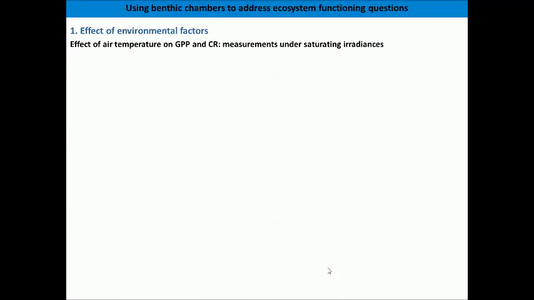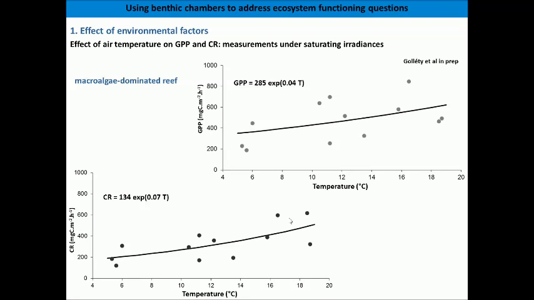Then you can look at the effect of air temperature on gross primary productivity and community respiration, this time performing measurements under saturating irradiance, so that light is not a factor taking place. This was done on macroalgae again, gross primary productivity at the top, community respiration at the bottom, and the fluxes have been plotted as a function of the average air temperature measured on the day when the fluxes were measured. And in both cases, this exponential relationship can be established, similar to what has been shown on the microphytobenthic communities or a seagrass community.